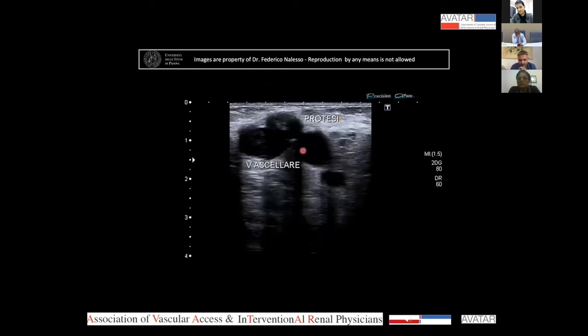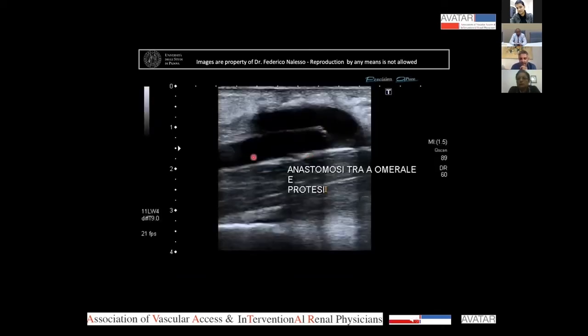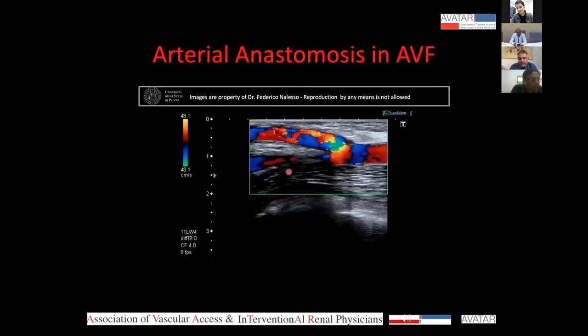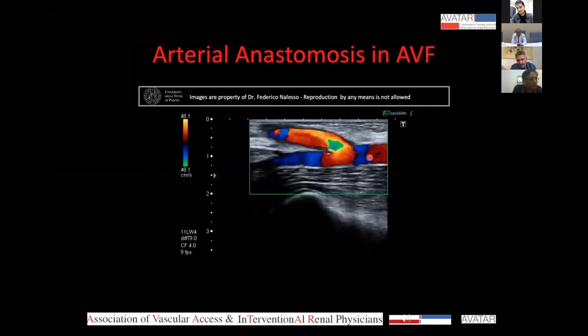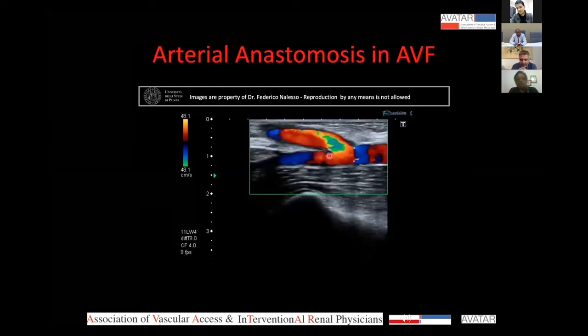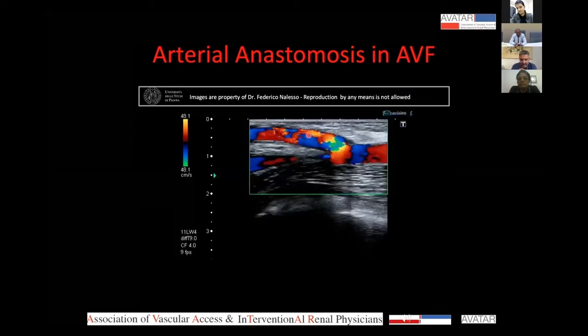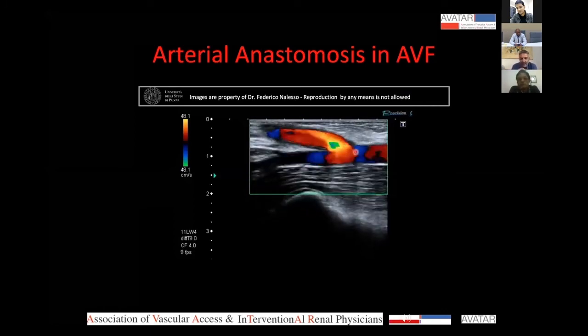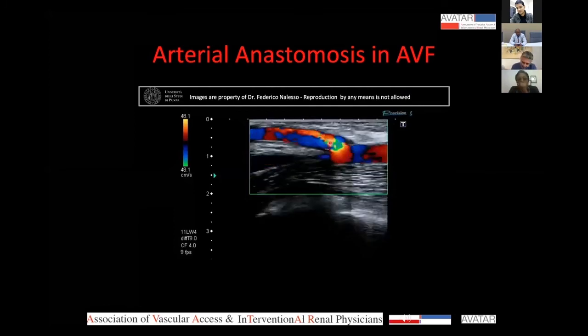In this slide, you can see the graft anastomosis with the vein. And in this longitudinal scan, we can have in the same plane the brachial artery and the first part of the fistula. So we can study the diameter of the anastomosis and the blood flow. As you can see from this slide, we identify the brachial artery with a pulsating color, while the fistula and the first part of the vascular access has a continuous color, indicating a continuous flow in a patent vascular access.